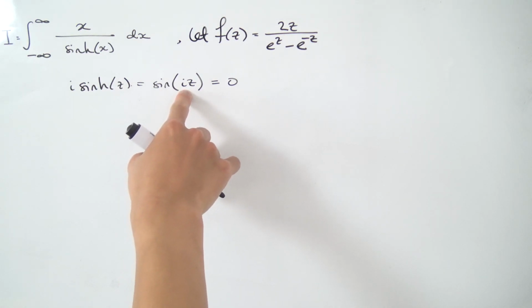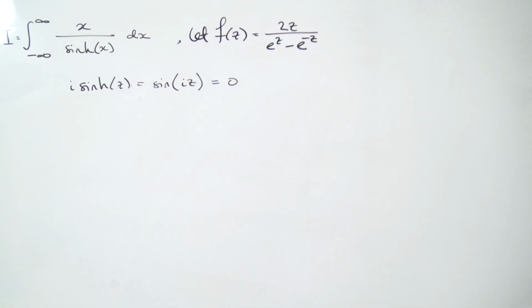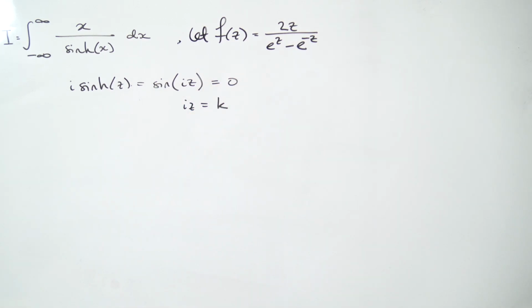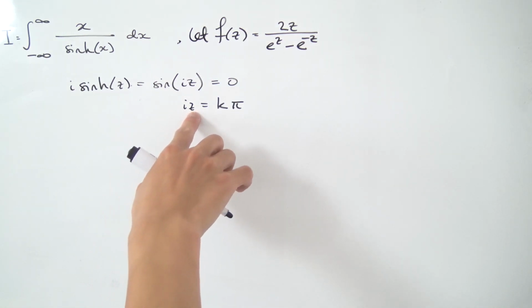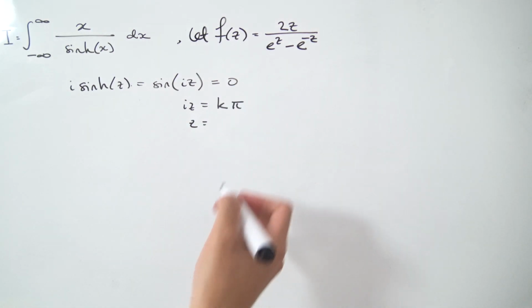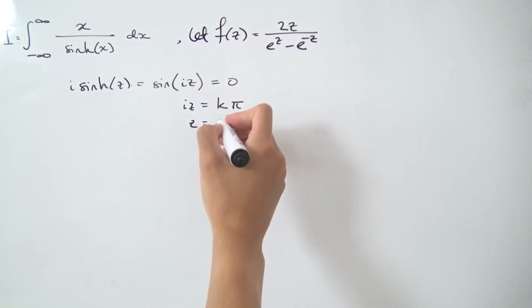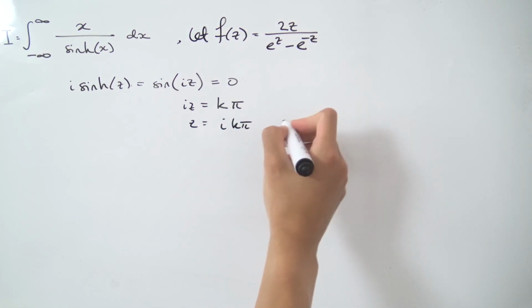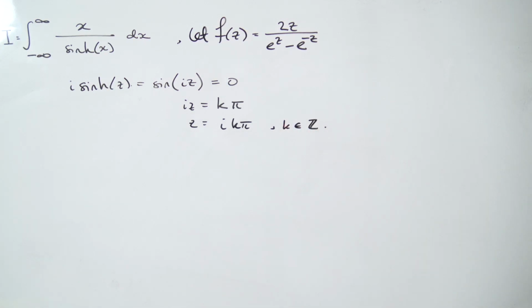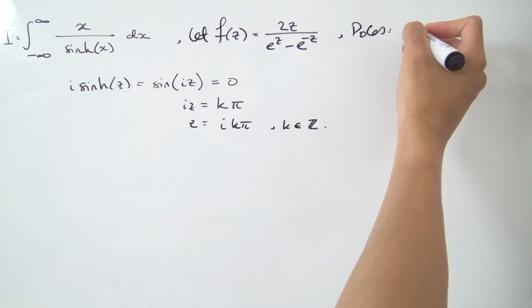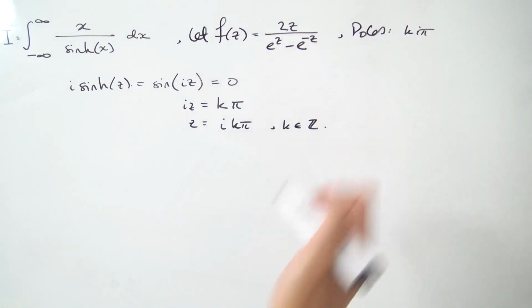We know where sine of something is equal to 0. In particular, we want iz to be equal to integer multiples of pi, so k times pi. But now we want to solve for z. That's nothing too tricky to do. Just multiply both sides by minus i, and you'll get minus i times k times pi. But really that's just i times k times pi, because after all, k is just an integer. So we know where the poles are. The poles are going to be at k times i times pi.